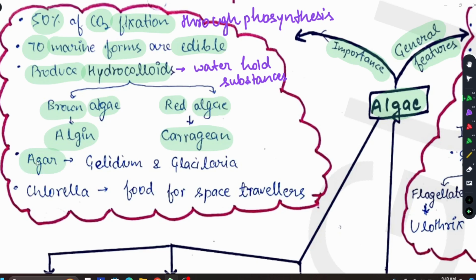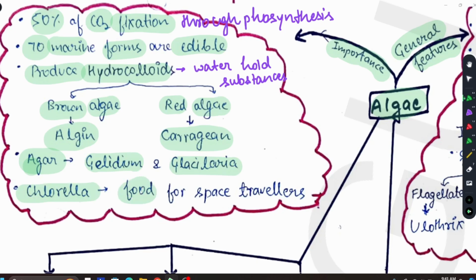Coming to agar, you can say agar or only agar. Actually there is a confusion here. You can say it either way, agar or agar only. Okay, this is the thing I want to say. So agar is produced by Gelidium and Gracilaria. These are two different algae. They produce agar. Now coming to chlorella.